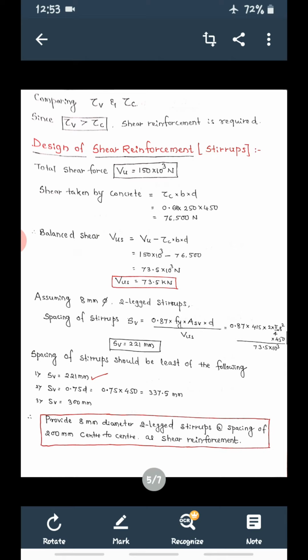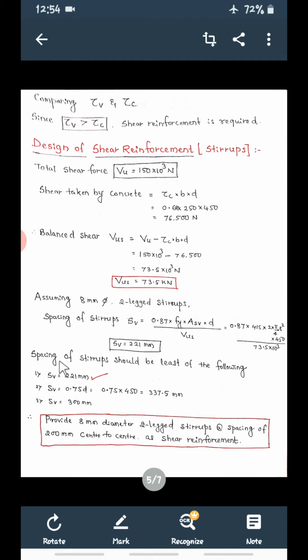Area of stirrups. It is two-legged, means you have to multiply by 2. 2 into pi by 4, we are assuming 8 mm. So this 2 is because of two-legged. So 2 into pi by 4, 8 square, into D which is 450, divided by VUS, this balance shear force. So the spacing comes out 221 mm. But you have to check 3 spacings.